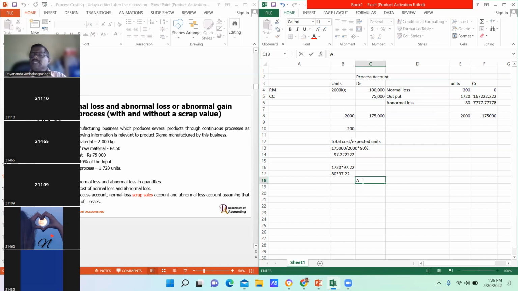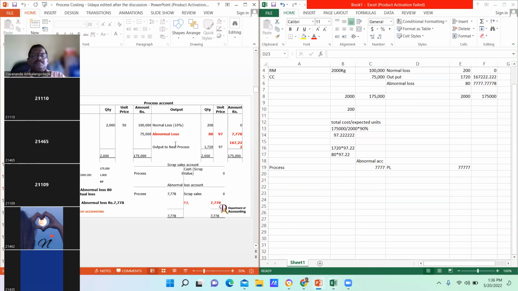Abnormal account. Here when you write the abnormal account, it would be 7,777 debit, from the process account, and this will be charged to P&L as a separate item, 7,777. So that is the entry. Okay, shall we just look at the answer? That is the answer.